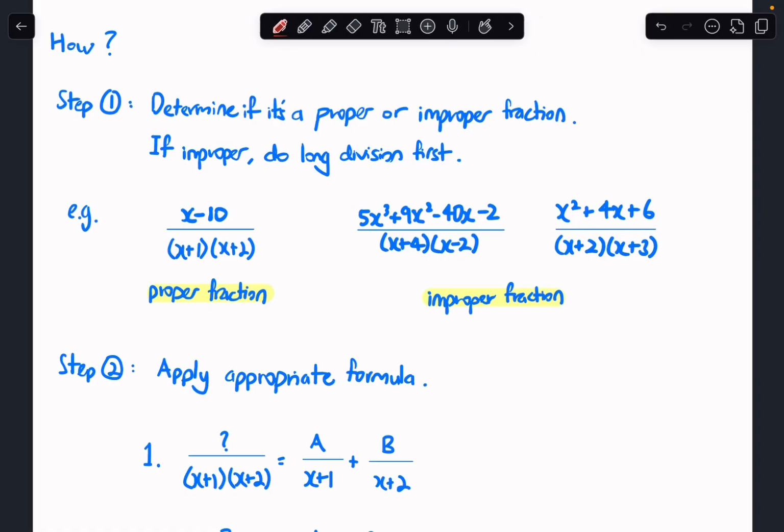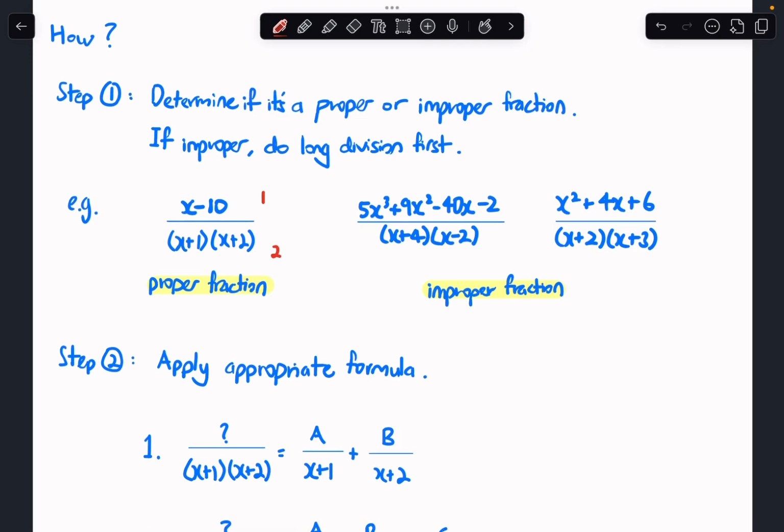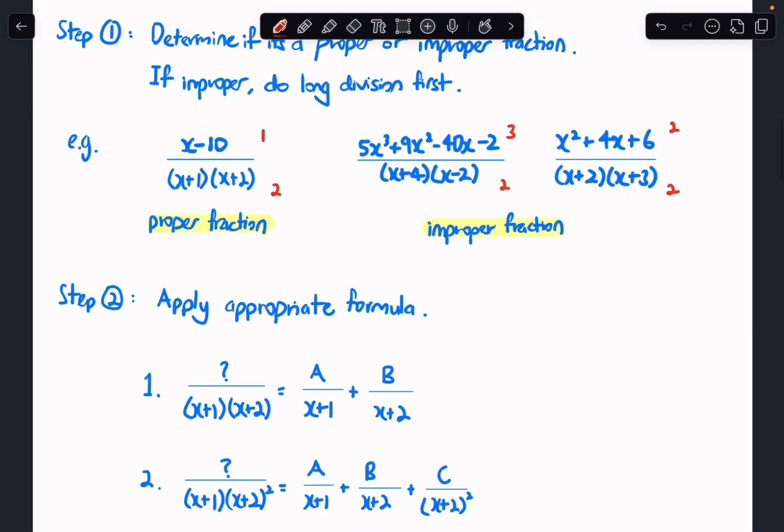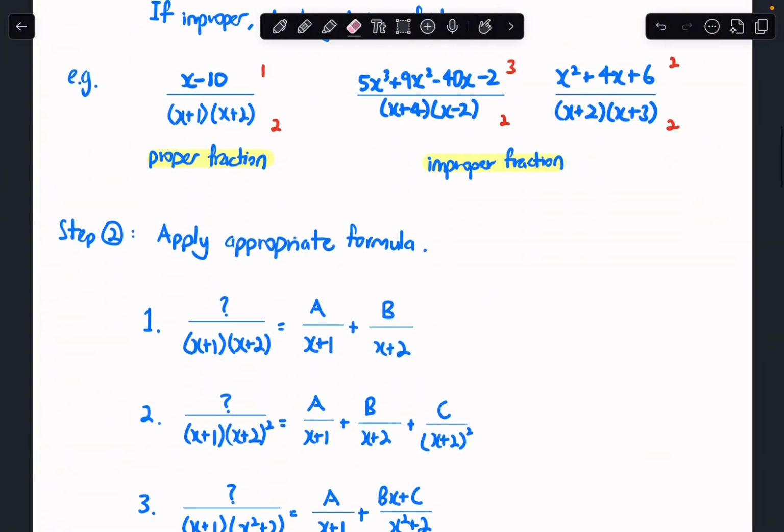If it's a proper fraction, that means the power of the numerator, which is 1 here, is lower than the power of the denominator, which is 2 here. For improper fractions, it means that the power of the numerator is equal to or higher than the denominator. As you can see, here is 3, here is 2, the power will be 2, 2. So these are all improper fractions. For improper fractions, we need to do long division first before we move on to step 2.